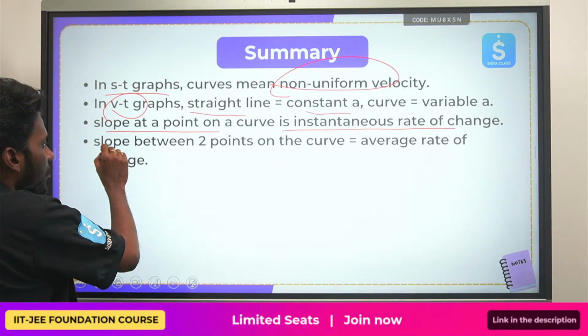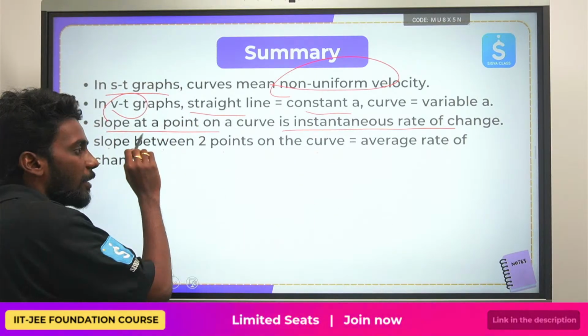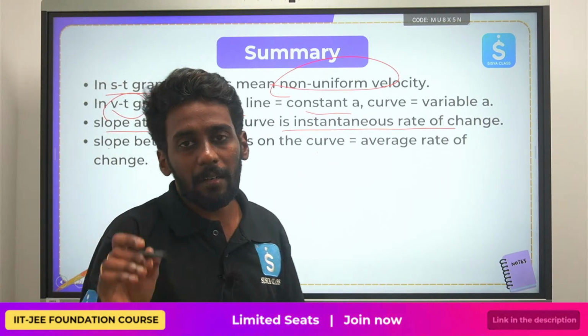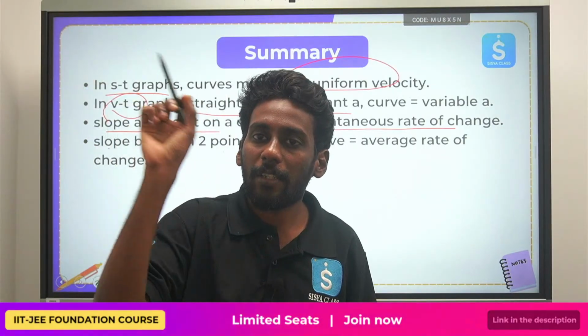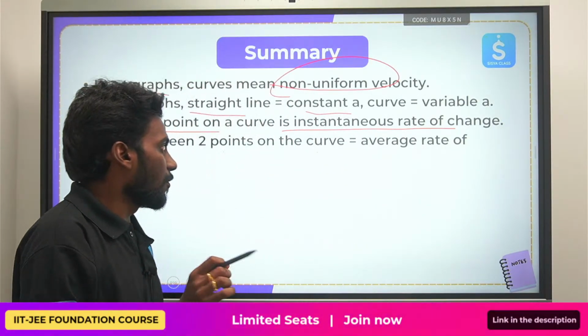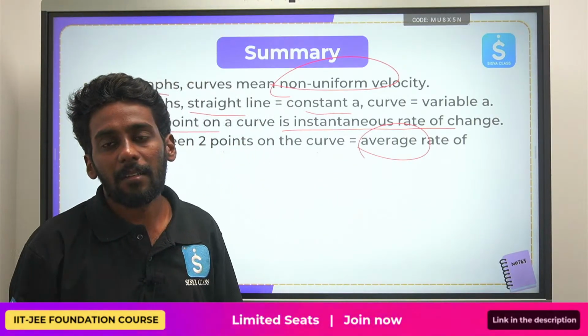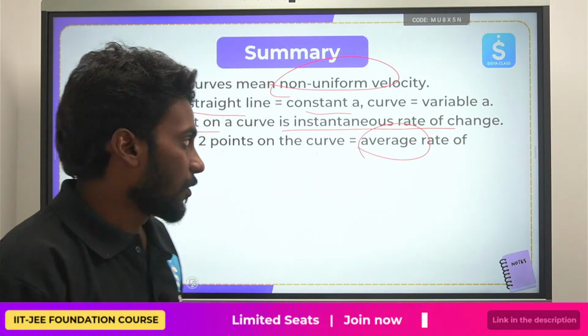Now the slope between 2 points on the curve is equal to the average rate of change. If you are taking any 2 points on the curve, and if you are taking the average of them, you would be getting the average rate of change, whether it is acceleration or velocity. Got it?